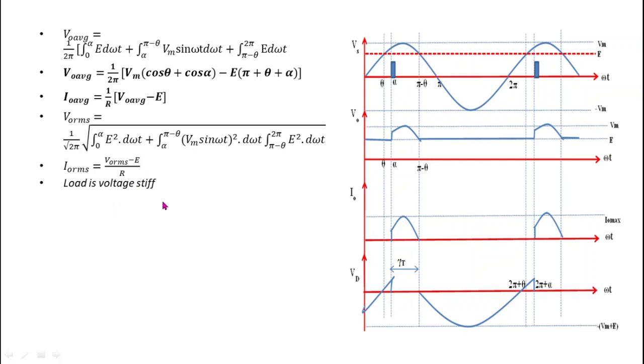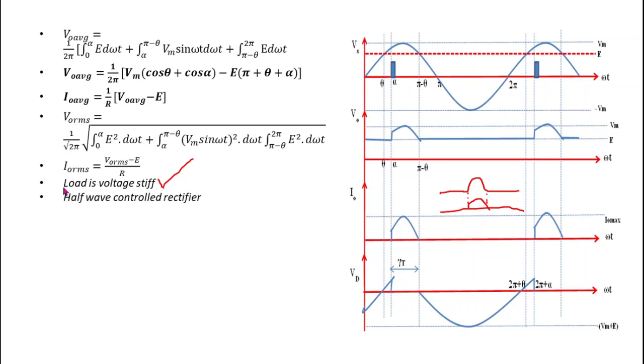Now here the load is a voltage step. Voltage step means the current and voltage waveforms are similar. How are these waveforms similar? If you see the waveform of output voltage, it is like this. Again, if we see the waveform of output current, it is similar to this voltage waveform. That's why the load is a voltage step. Whenever you have resistance in the load, we get similar waveforms of output voltage and output current. Here the load is RE type, that's why the load is a voltage step.